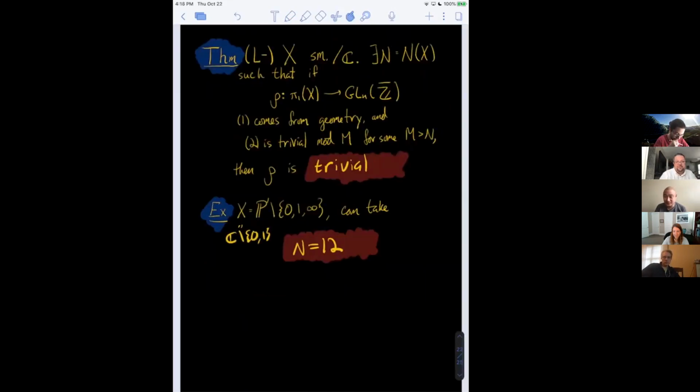And I took a class with Fernando Rodriguez Villegas many years ago, and he said that every 12 that ever appears is like platonically the same 12. So this is a different, I'm sure, 12. That's the same 12. This is a different 12, unfortunately.